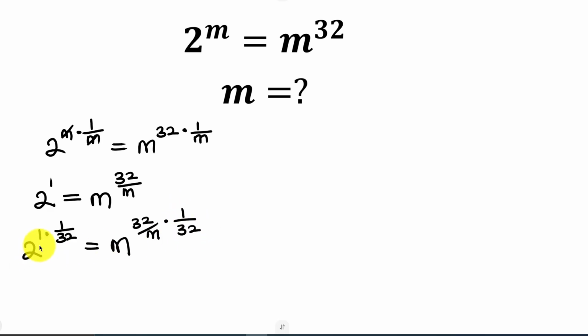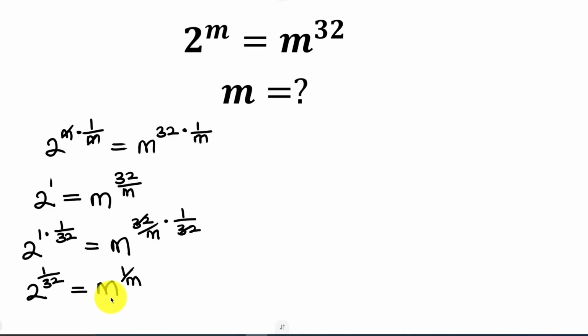Now on simplifying the left hand side, I have 2 to the power of 1 times 1 is 1 all over 32. And this is equal to, now the right hand side we have m. Now notice that this 32, we cancel out this 32, leaving behind 1 all over the denominator m. So we have been able to separate the variable.